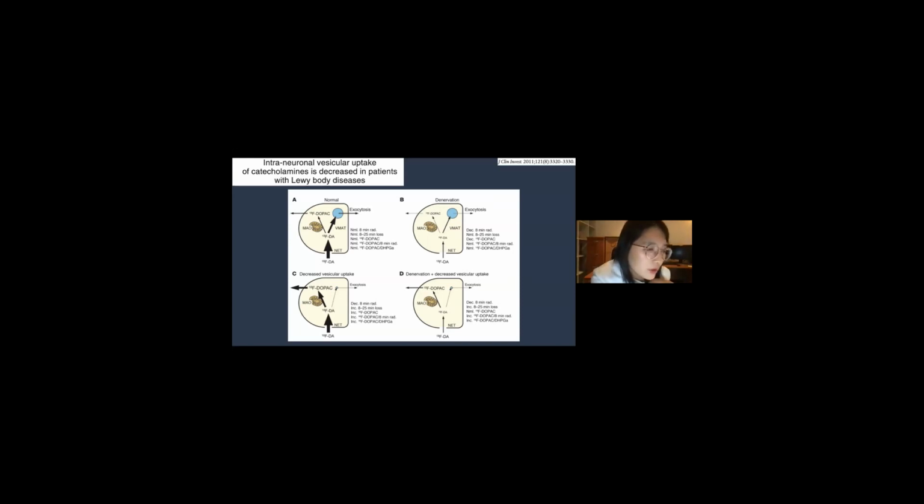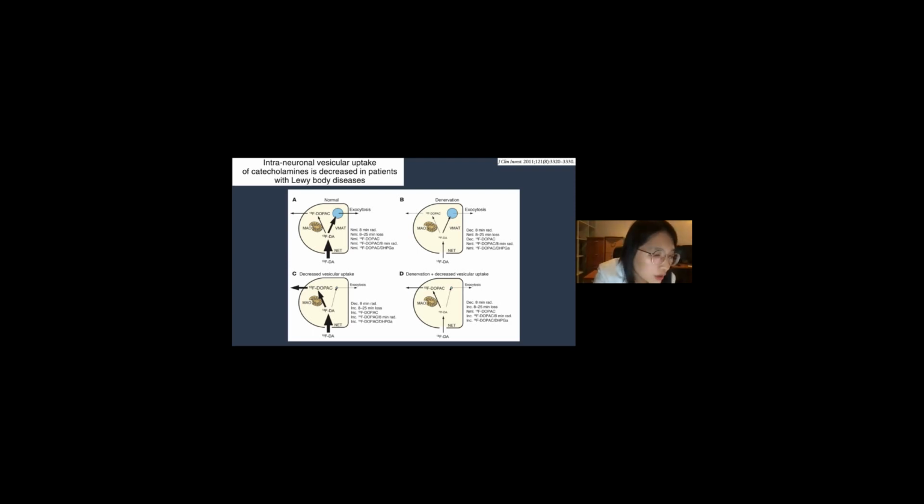Lewy body disorder is characterized by cytoplasmic inclusions containing alpha-synuclein protein aggregates in the affected neurons. A poorly understood feature of Lewy body disease is loss of sympathetic nerves in the heart and other organs, manifesting clinically as orthostatic hypotension, also postural hypotension. Sympathetic denervation is associated with decreased uptake of catecholamines, such as dopamine and norepinephrine, into storage vesicles within sympathetic neurons.